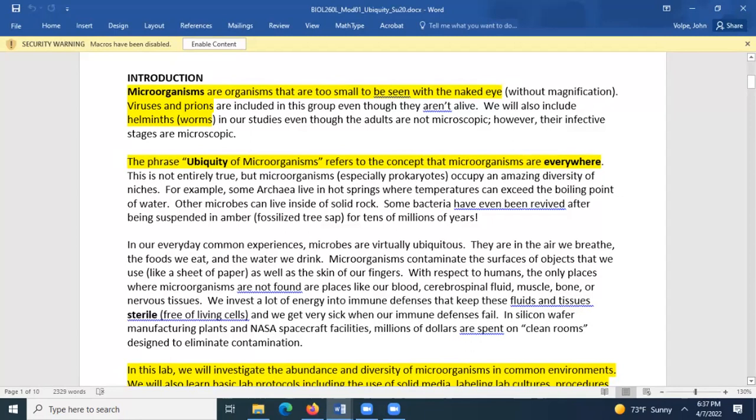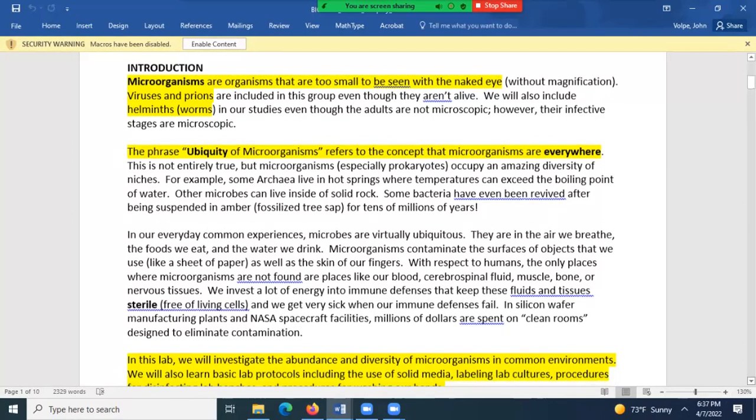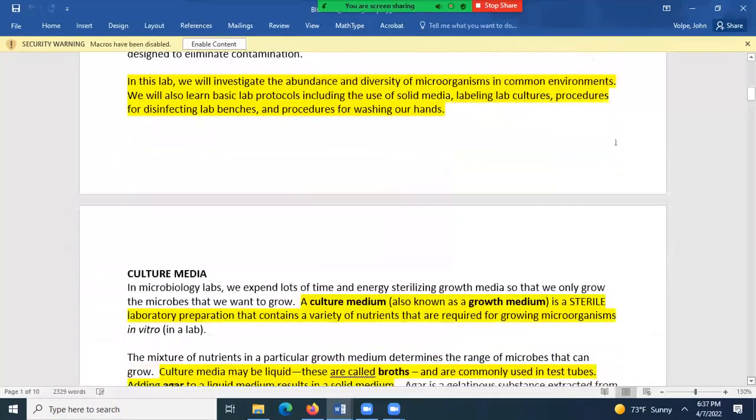The phrase ubiquity of microorganism refers to the concept that microorganisms are everywhere. In this lab, we will investigate the abundance and diversity of microorganisms in common environments. We will also learn basic lab protocols, including the use of solid media, labeling lab cultures, procedures for disinfecting lab benches, and procedures for washing our hands.